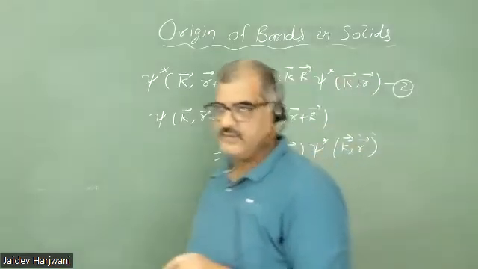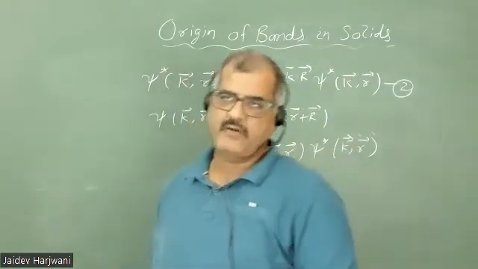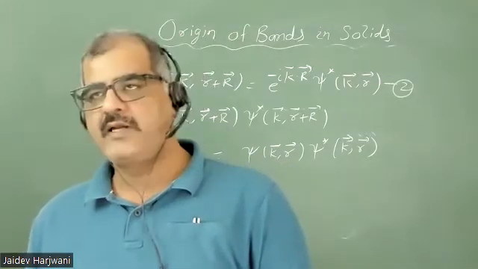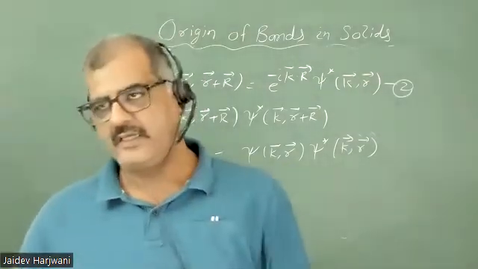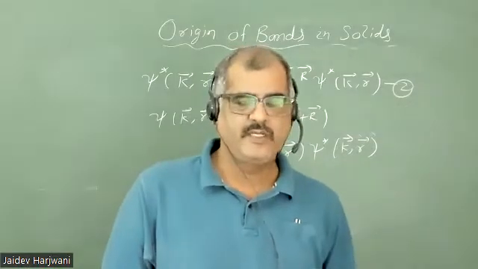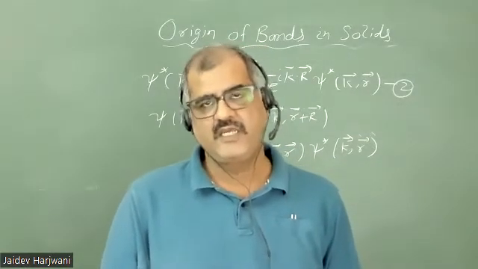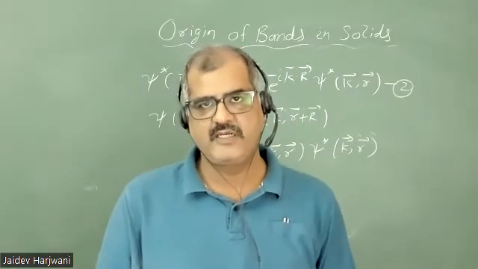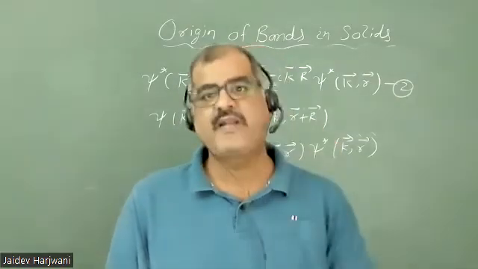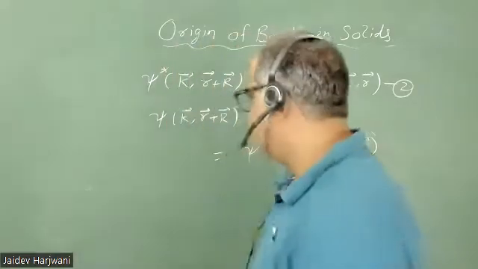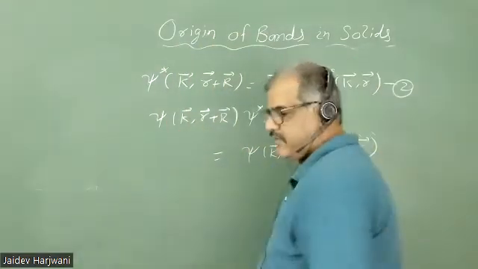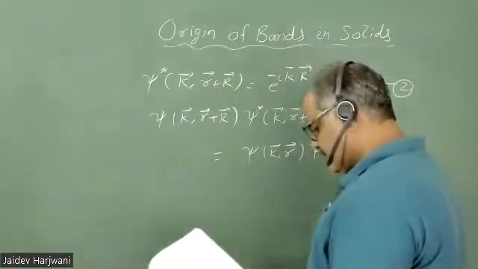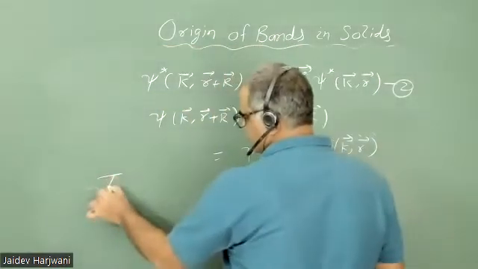Whenever your electron is in a periodic potential, it is not localized in one position. It is delocalized. That means the probability of finding the electron at every lattice point is the same. That is the meaning of this statement. The probability of finding the electron is the same.